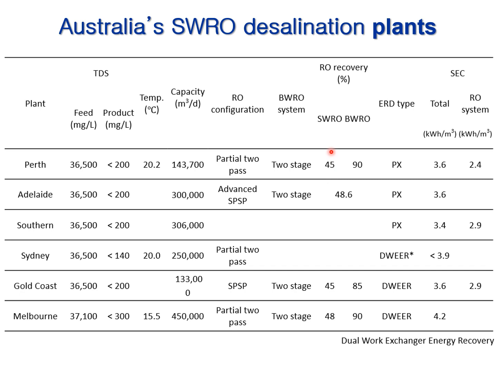RO recovery is 45% for the first pass, and for the second pass brackish water RO it is around 85 to 90% recovery rate. For energy recovery devices, pressure exchange and dual work exchange energy recovery are used in the Sydney, Gold Coast, and Melbourne desalination plants. You can see the total energy cost is from 3.6 kilowatt hour per cubic meter to 4.2 kilowatt hour per cubic meter. In particular, our system energy consumption is from 2.4 to 2.9 kilowatt hour per cubic meter.